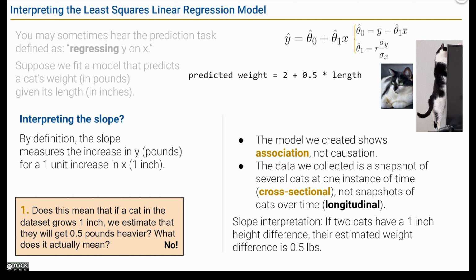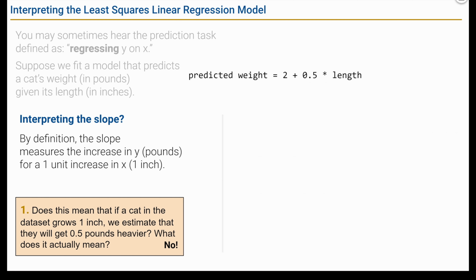And yes, we do see association in the sense that this is not 0. This slope is non-zero, so there's some type of association, but I can't conclude causation. So the best interpretation here is to say if 2 cats have a 1 inch length difference, their estimated weight difference is about 1/2 pound. That's what we can conclude from this number.